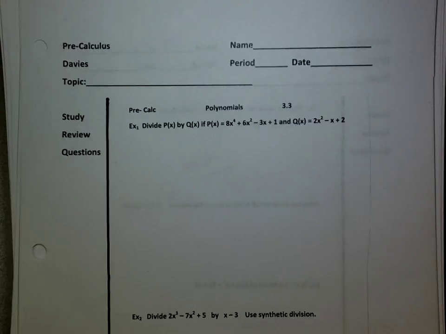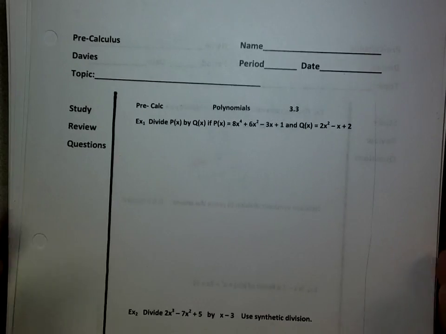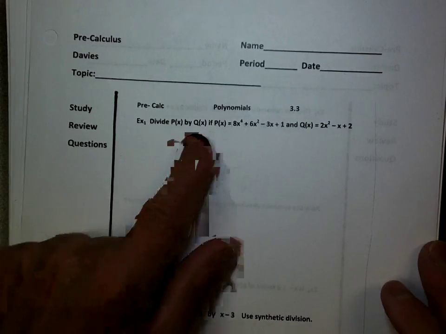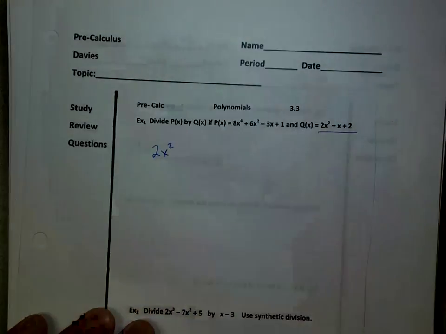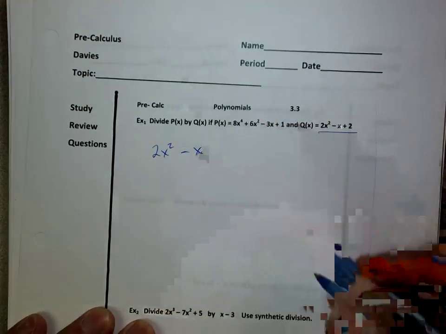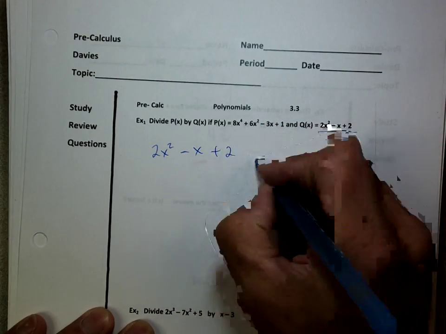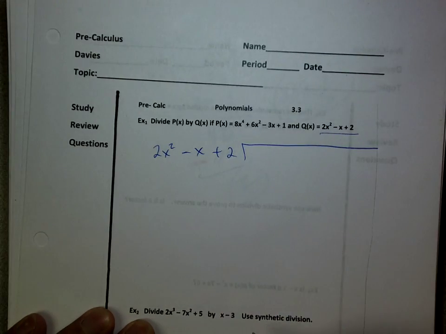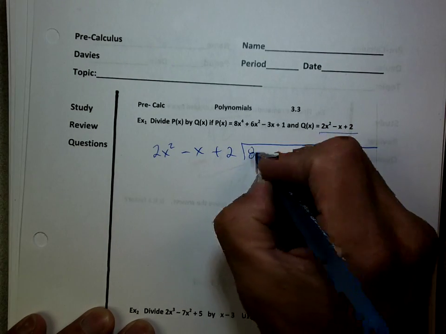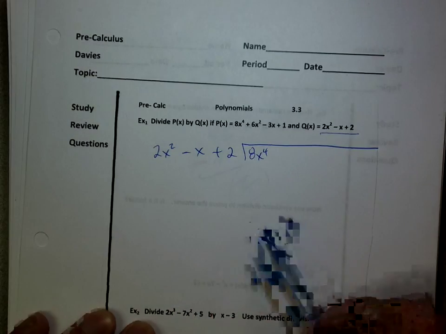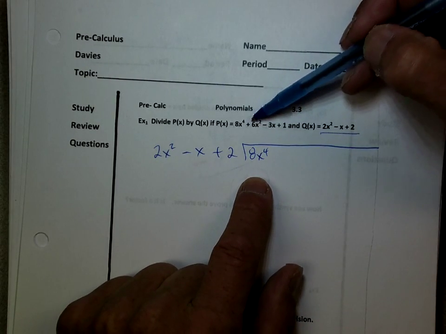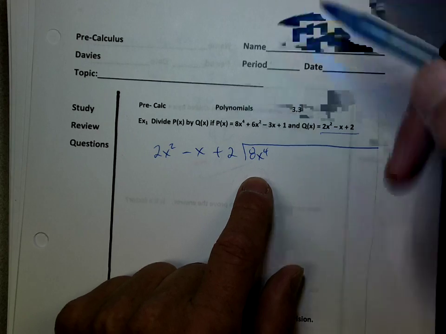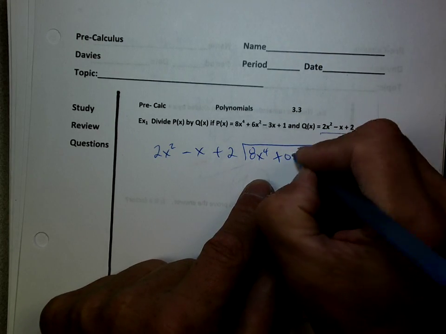this? What about if it's x's? It becomes a little bit more difficult, all right? So we're going to set it up the same way. We're going to take the 2x squared minus x plus 2, and we're going to divide it into 8x to the 4th. Now, there is no x cubed term, but I need to have a spot saved for the x cubed term. So I'm going to go plus a 0x cubed.